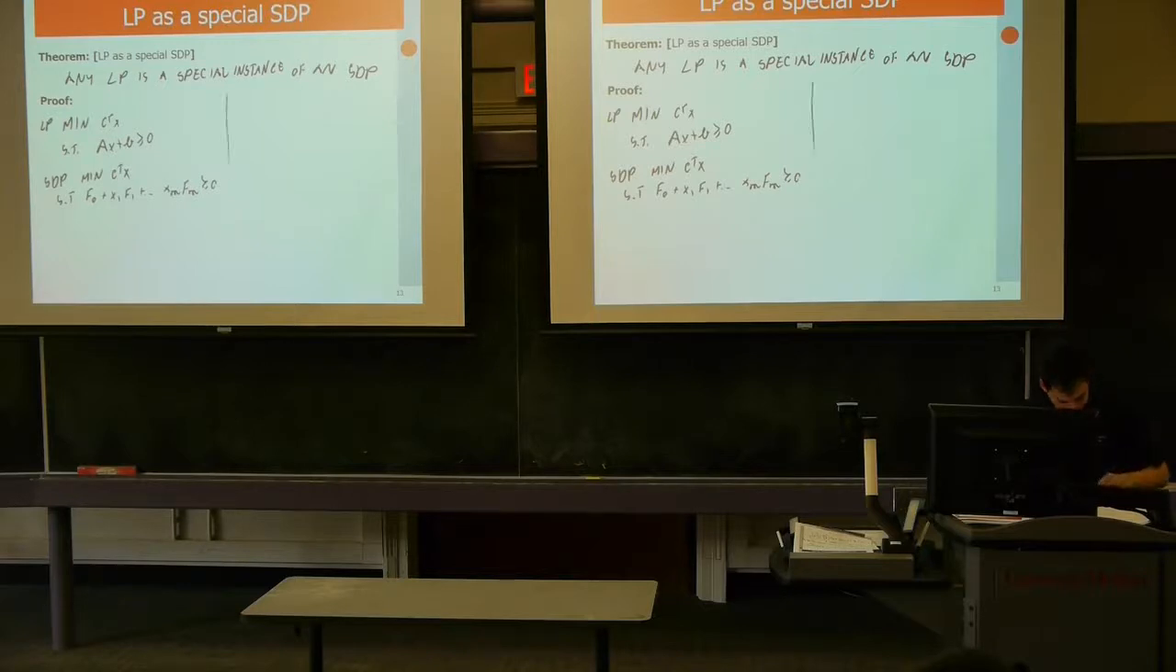So tell me what would be a good F0, someone. The objective functions can be the same, right? c transpose x, c transpose x. How can we rewrite this such that this is equivalent to this? Yes. That's a good one, diagonal of b. Okay, we just need Fi.